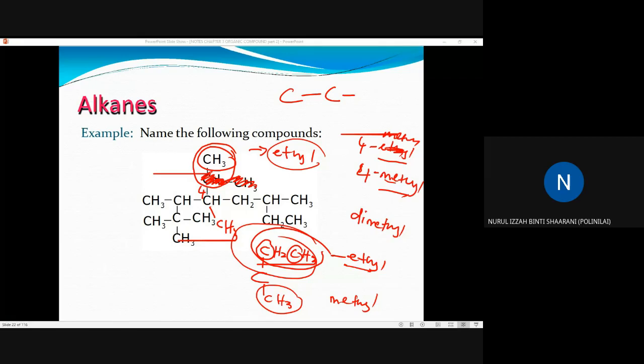Methyl tetraoctane. Yang tetra sekarang is methyl kan? Methyl dia ada 4 kan? So tetra methyl. Okay, sorry madam. Parent chain always akan duduk belakang sekali. Madam, kalau between ethyl dengan methyl tu nak letak apa? Comma ke dash ke? Between yang ethyl dengan tetramethyl tu.